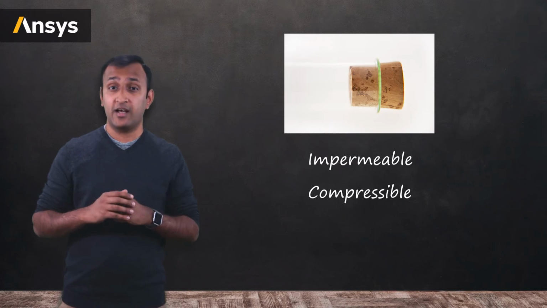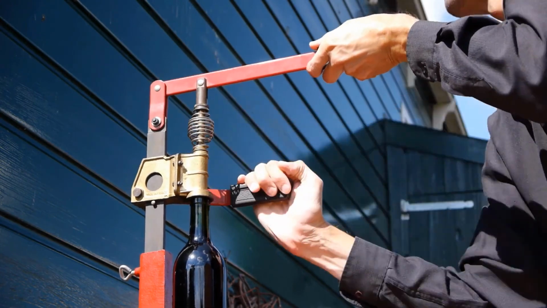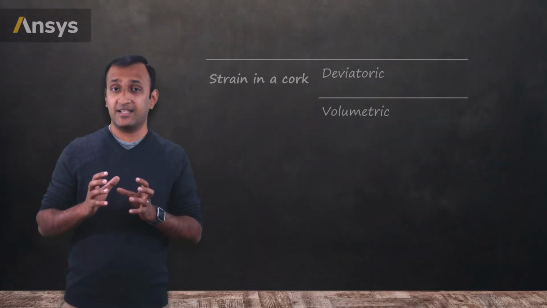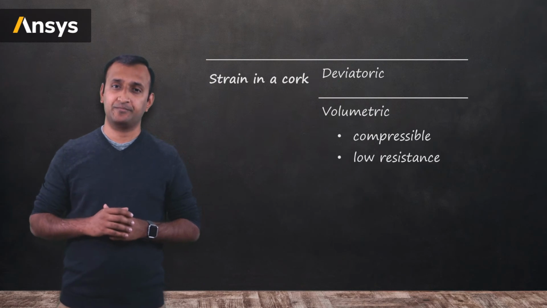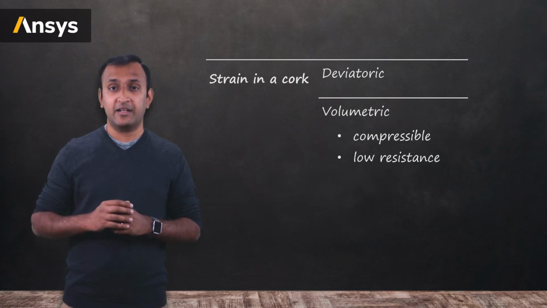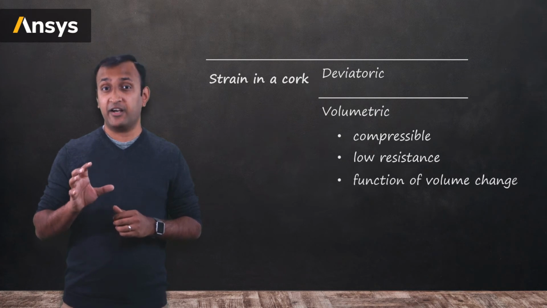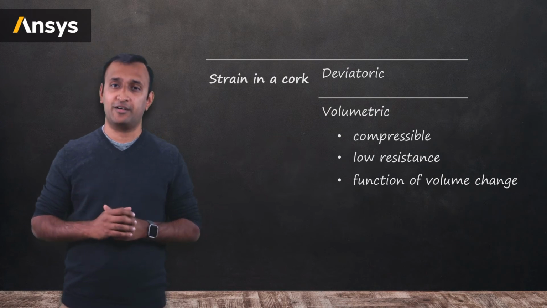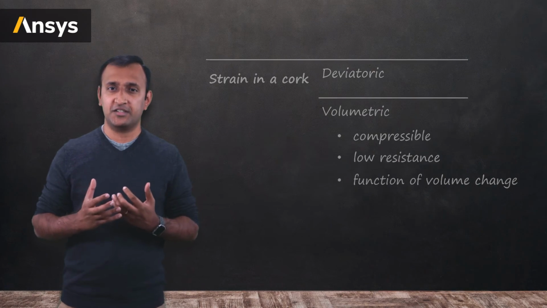So this makes cork an ideal material because when it's inserted into the bottle, its total strain is distributed into deviatoric and volumetric strains. And since cork is compressible, it doesn't offer much resistance to change in volume. So there's a good amount of strain developed in the part that's barely resisted. And the best part is that this component is a function of change in volume, which can be controlled by modifying the dimensions of the cork. This makes bottling of wine bottles a fairly intuitive exercise.